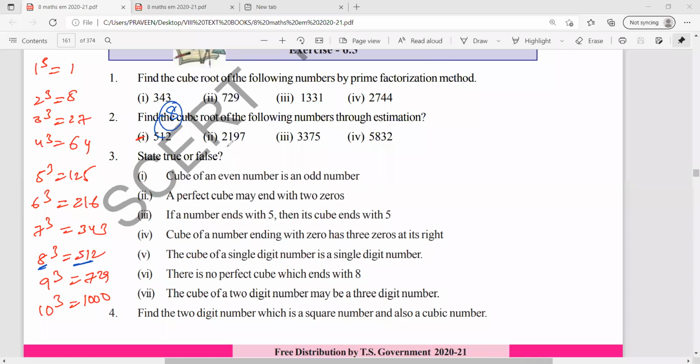What is the second question? 2197. The cube root of 2197. You have to understand the procedure of how I am doing it. First you take the question. The question is 2197.